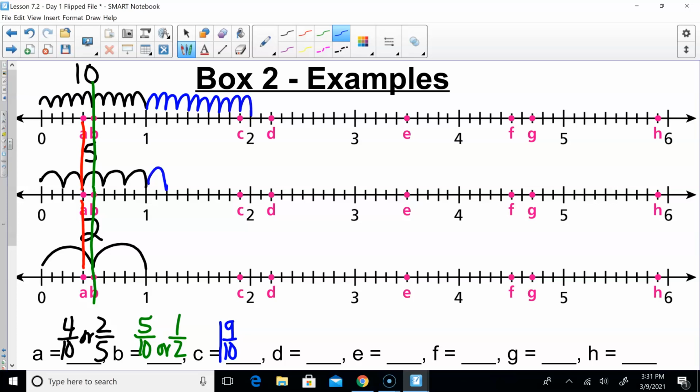Here would be 1, 2, 1, 2, 1, 2, 1, 2, 1, 2. Nope, it skips C. And here's 1, 2, 3, 4, 5. Nope. So there's no other equivalent fractions on this table.